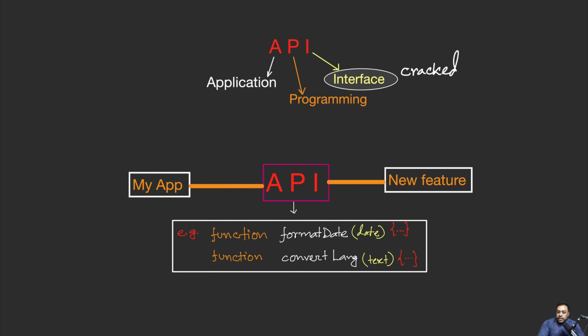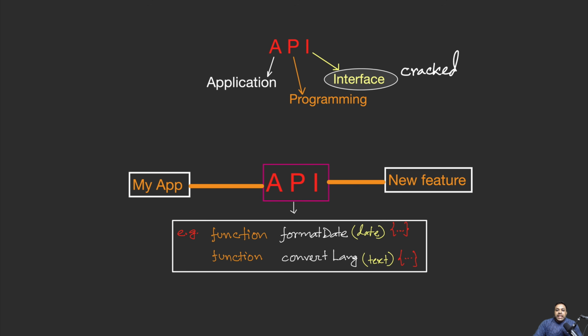So in API, there were three terms, and we have cracked the interface part. We have understood it. I hope it's 100% clear now. Now let's see what application and programming are. The name clearly suggests that it is nothing but code. Programming, we do programming for what? To create an application. Simple. So this is nothing but code. So in API, application and programming basically mean code. And the interface part is saying that it is connecting something. So what is it connecting? It is connecting our application with a new feature.